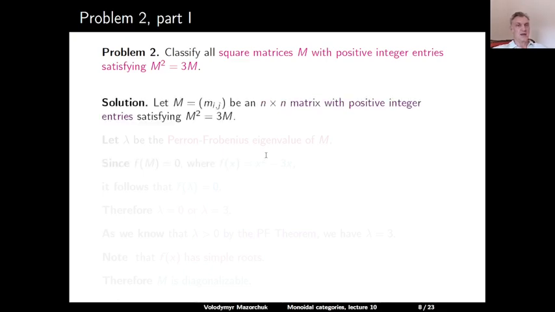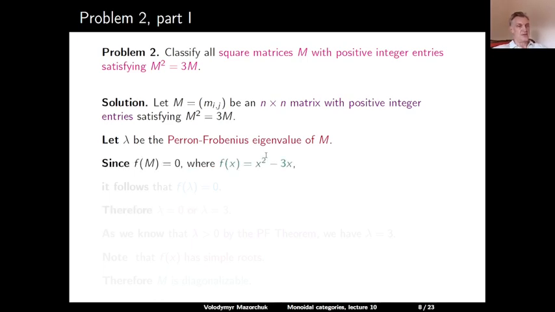Solution. Let M be an n times n matrix with positive integer entries satisfying the equation M squared is equal to 3M. So let the entries of this matrix M be m_ij, where i is between 1 and n, and j is between 1 and n. So this is a matrix with positive integer entries, so we can apply the Perron-Frobenius theorem to this matrix. Let lambda be the Perron-Frobenius eigenvalue of M.